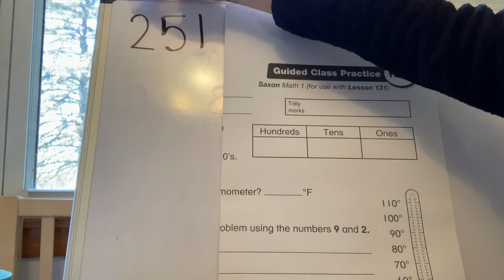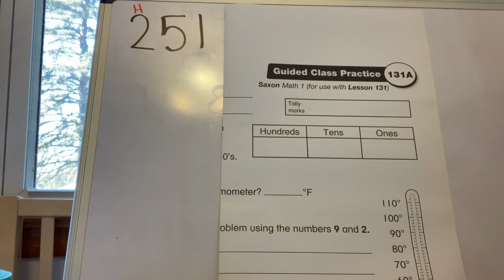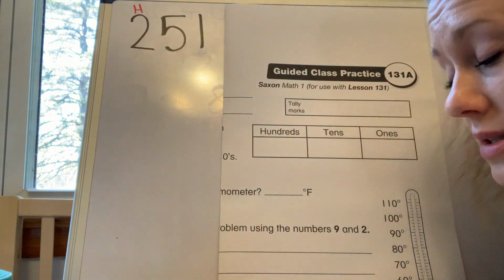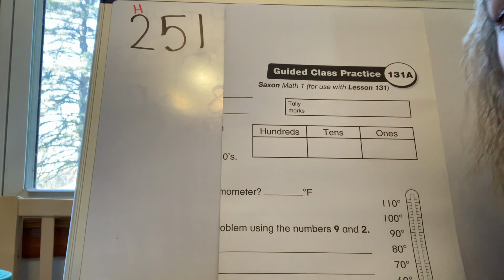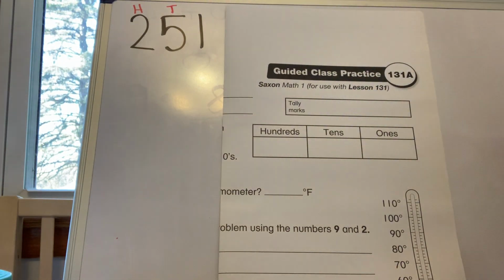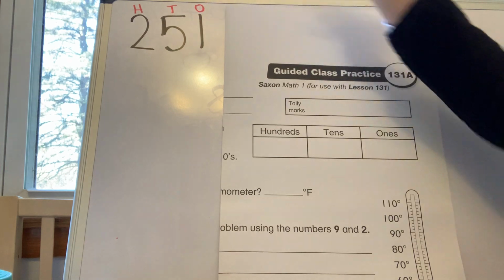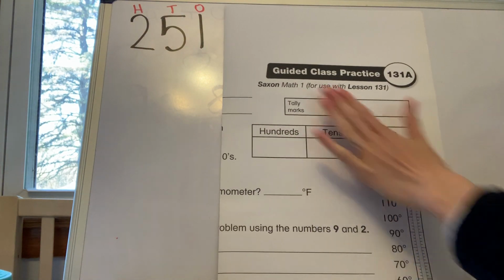Yep, so I'm going to write an H up here. That's how many hundreds I need. Which number's in the tens place? That's the number 5. Yep, you got it. Good job. And which number's in the ones place? The 1. Yep, so I'm going to put an O on top. All right, I'm going to take this down because we use this chart to help us.